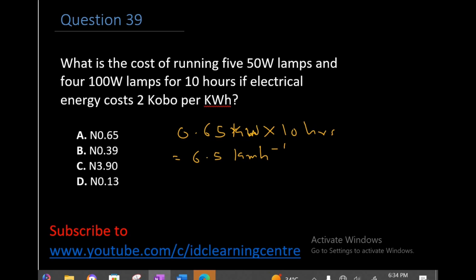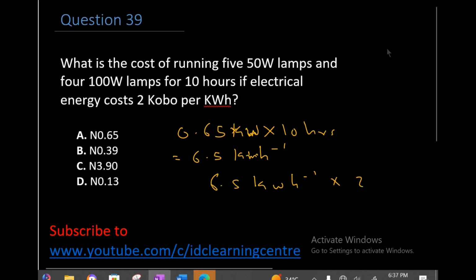So when you multiply the power now, which is 6.5 kilowatts per hour, you multiply it by the amount, which is 2 kobo. We're going to be having 6.5 kilowatts per hour multiplied by 2. Alright, so when we multiply the power by the amount here, which is 2 kobo, we're going to have our answer as 13 kobo.